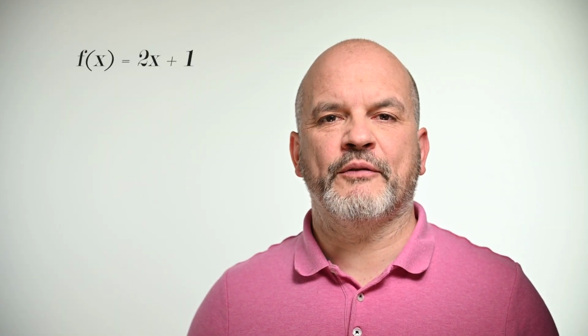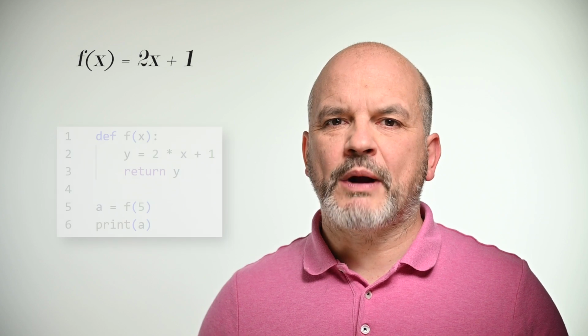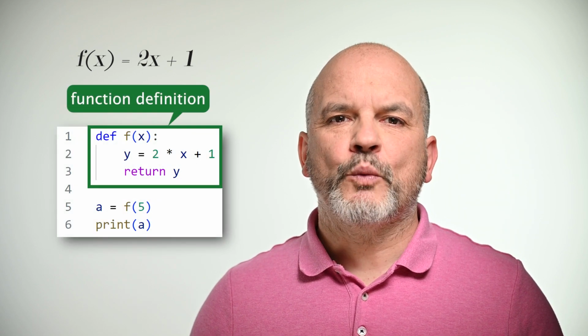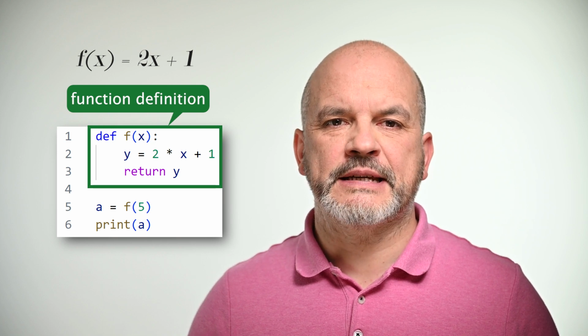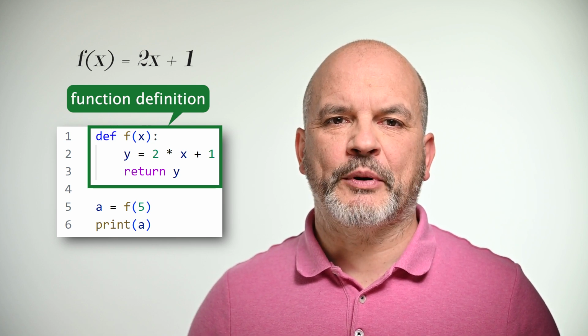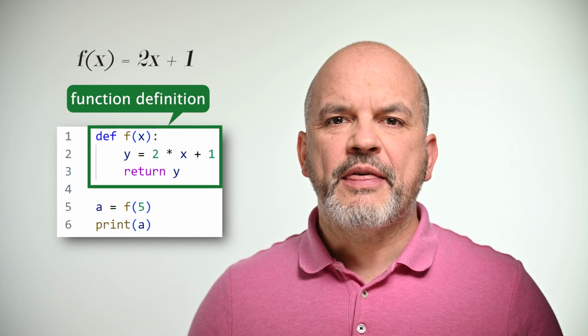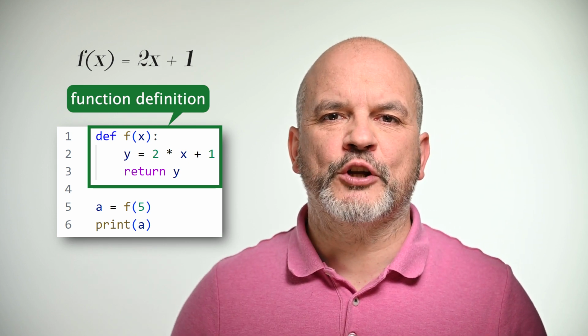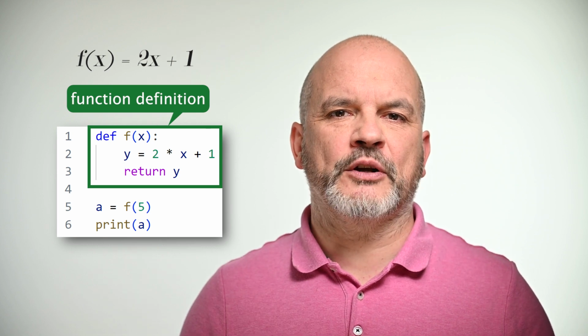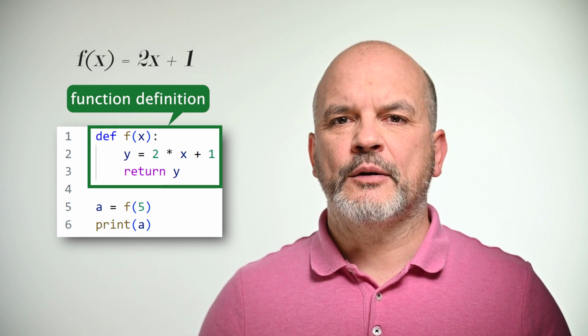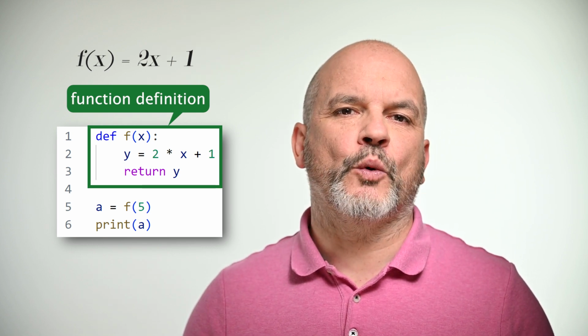For example, if we want to implement the linear function f of x equal to x plus 1, we write the following code. First, we write the header of the function, def f open parentheses x, and we close the parentheses followed by a colon. Then, we implement the body of the function, which must be indented. Here, the body is composed of the two statements, y equal to x plus 1 and return y.